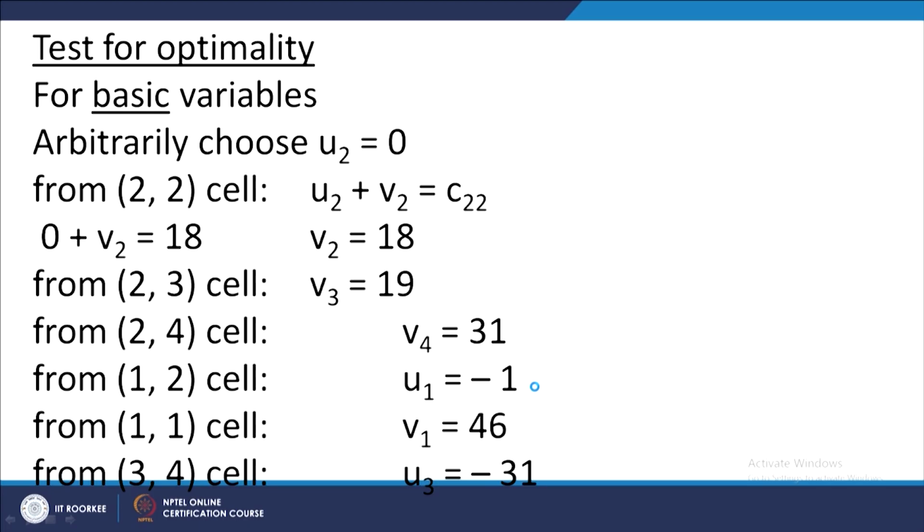For the basic variables we will arbitrarily choose one, let us say u2, and put it equal to 0. So, from the cell 2,2 we obtain the condition u2 plus v2 is equal to c22, which means that 0 plus v2 is equal to 18, which gives me v2 is equal to 18. Similarly, from cell 2 comma 3 we get v3 is equal to 19. From cell 2 comma 4 we get v4 is equal to 31. From cell 1 comma 2 we get u1 is equal to minus 1, and from cell 1 comma 1 we get v1 is equal to 46, and from cell 3 comma 4 we get u3 is equal to minus 31.